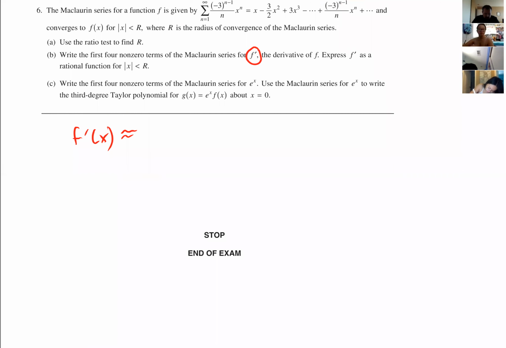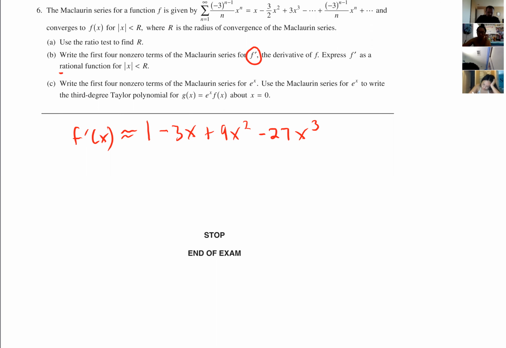So when I take the derivative of the first term, x, it's going to give me 1. The derivative of the second term is going to give me minus 3x. The derivative of the third term is going to be 9x squared. If you follow this pattern, you just keep multiplying the previous term by -3x. So 9x squared times -3x gives you -27x cubed. This one's geometric. So that would be the first 4 terms, and then express as a rational function.